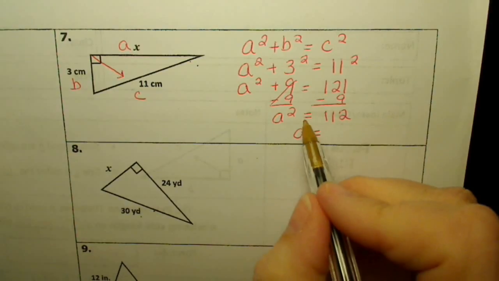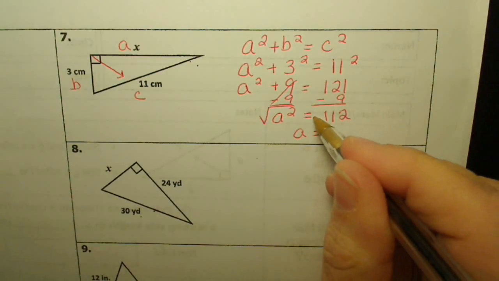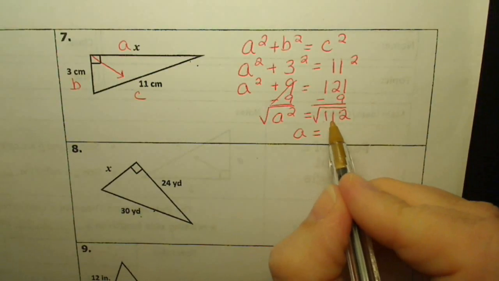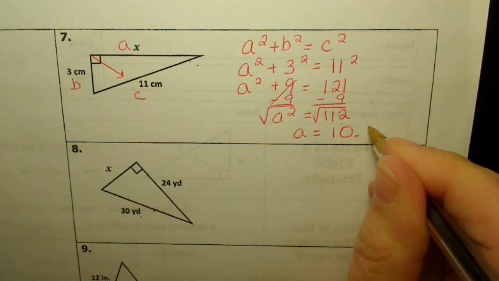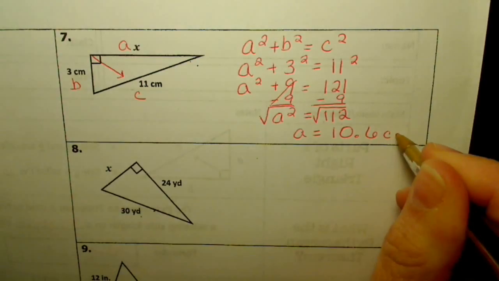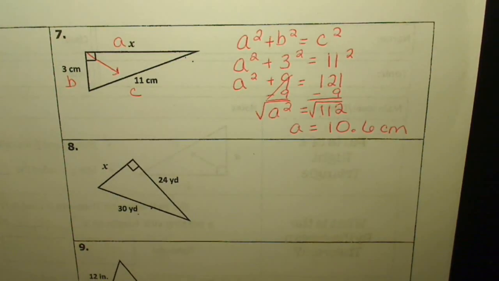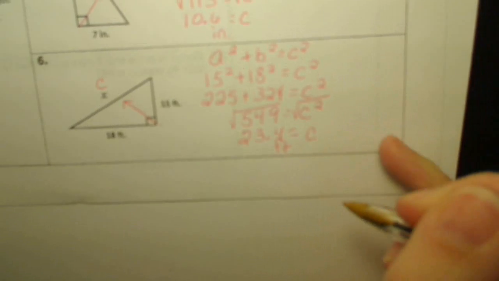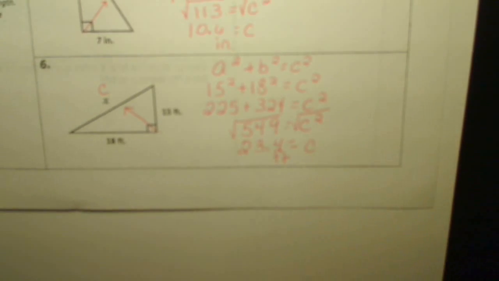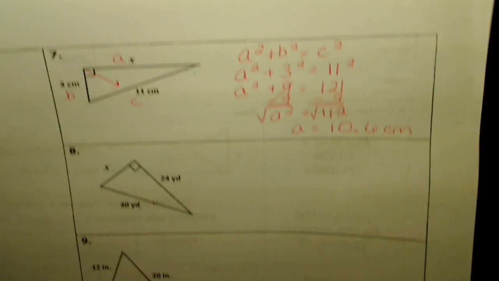All right. I don't want A squared, I want A, so my last step is to find the square root of 112. And that's going to give me 10 and 6/10 centimeters. Sorry about that. And I'm going to go back to the front real quick because I forgot to write feet here. And it's important that you always include the measurement. Okay, so let's go back over here now.